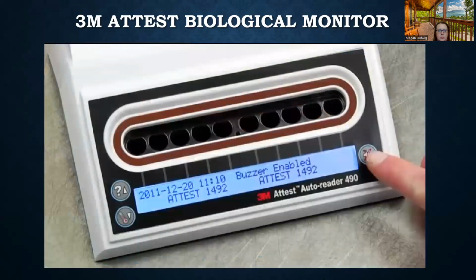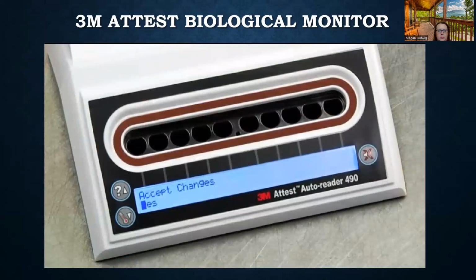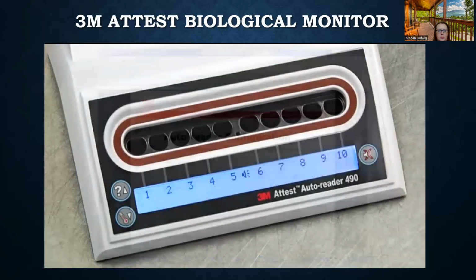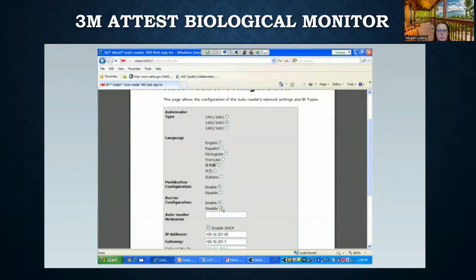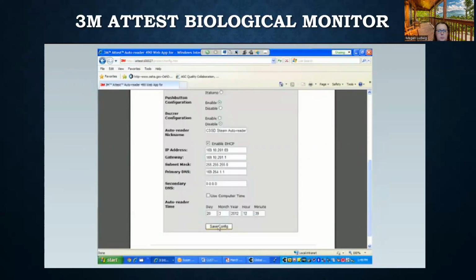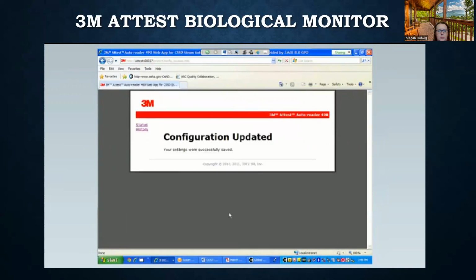The A-Test Autoreader 490 can be configured using the buttons directly on the unit. But you can also configure the unit remotely using the A-Test web app. Go to the configuration page to customize the incubation wells. Enable or disable the audible alarm and assign a nickname to your A-Test Autoreader 490. To learn more about using the A-Test Autoreader 490 web app, see your operating manual.